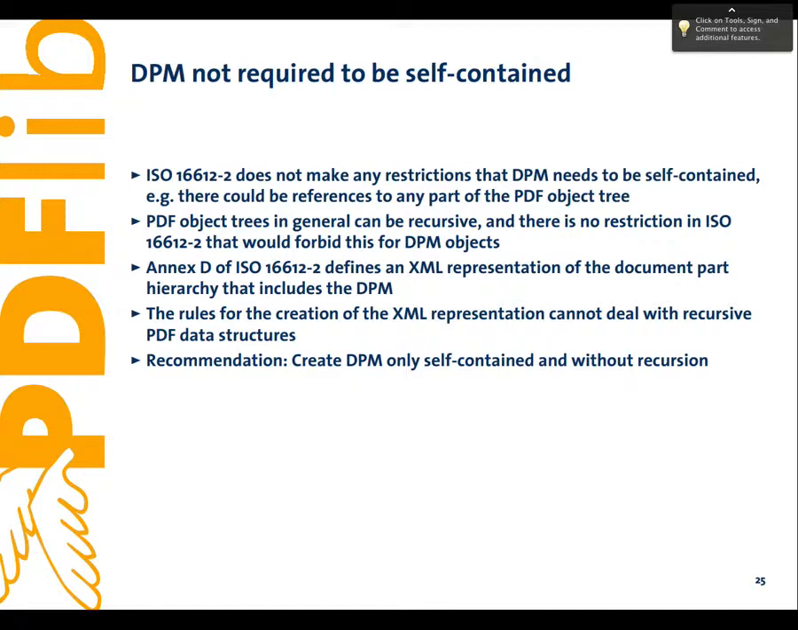The first problem I want to talk about is that the document part metadata is not required to be self-contained. Nothing in the PDF/VT standard says that you cannot reference PDF objects outside of the DPM substructure. So you could reference arbitrary pages, you could have recursive data structures, you could have streams inside there.